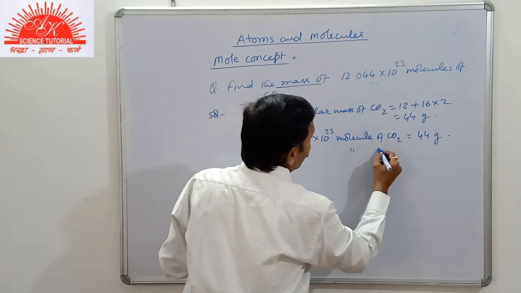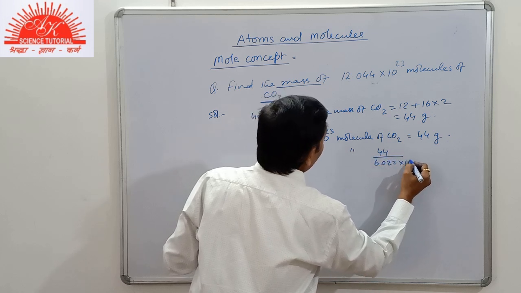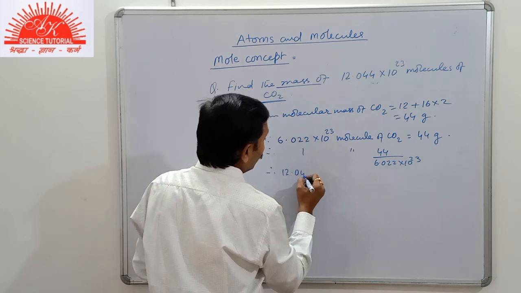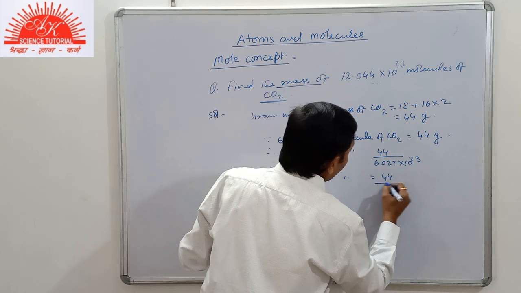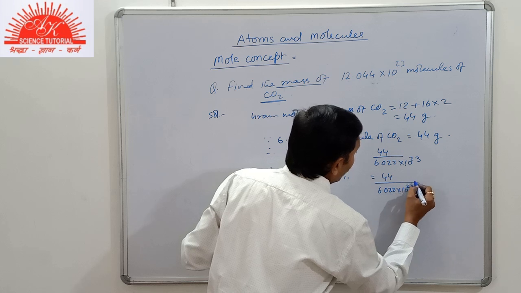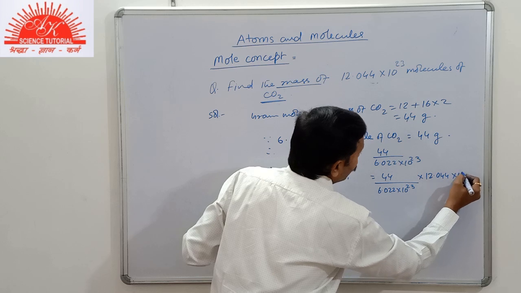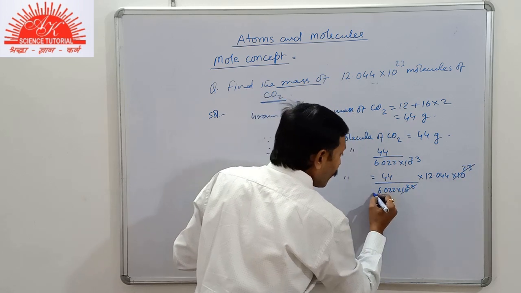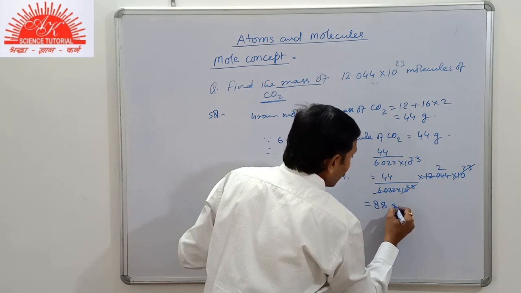Therefore, 1 molecule will be 44 upon 6.022 into 10 to the power 23, and therefore 12.044 into 10 to the power 23 molecules will have 44 upon 6.022 into 10 to the power 23 into 12.044 into 10 to the power 23. Now this is cancelled and this will be cancelled with 2, hence it is 88 gram.